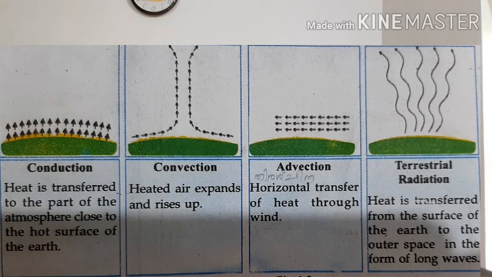There are 4 processes. The first process is conduction, then convection, advection and terrestrial radiation. Through these 4 processes, heat is transferred in the atmosphere. Look at the diagram. These are the 4 processes of heat transfer in the atmosphere.